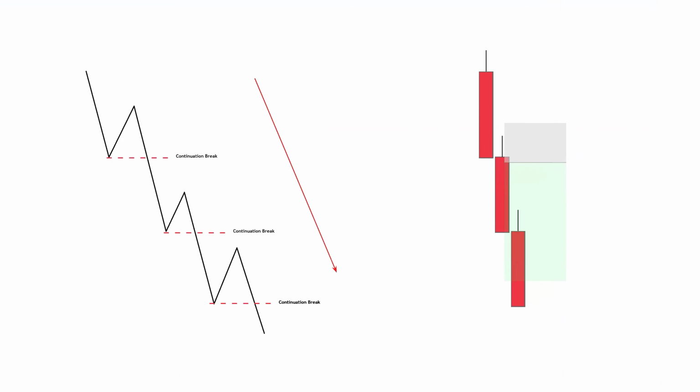Now, the concept is very simple. What we're doing here is we're just following the bias of the market. In theory, we're trend trading. We're not trying to jump in front of a moving train.